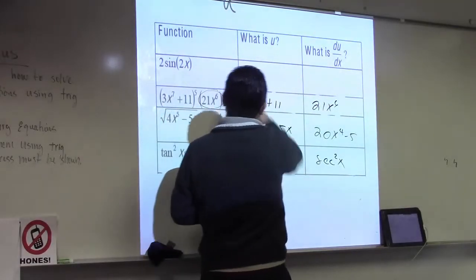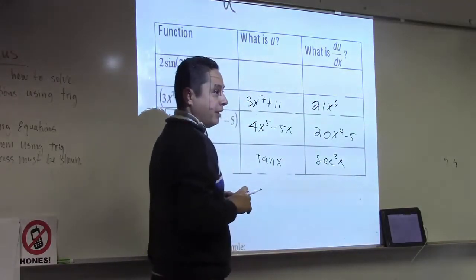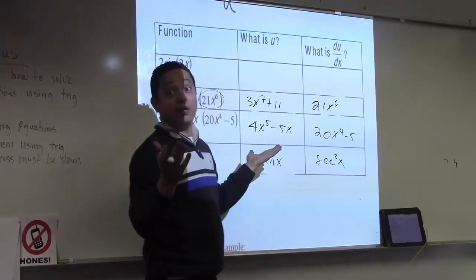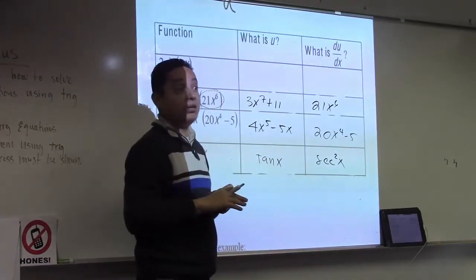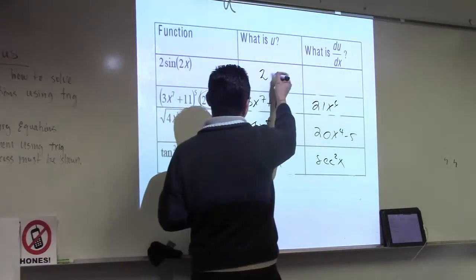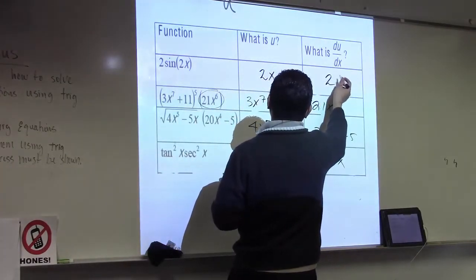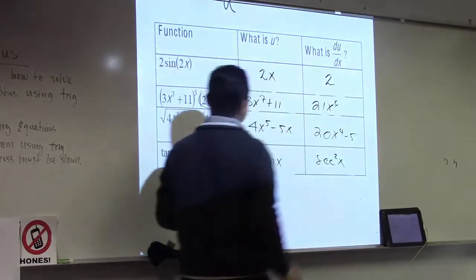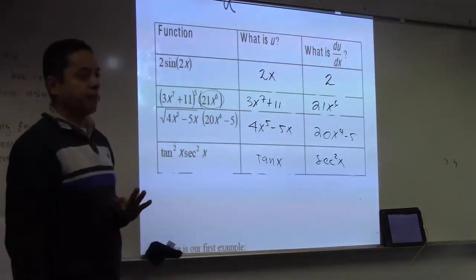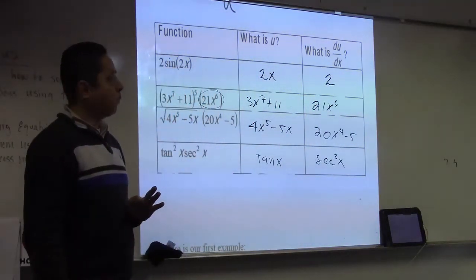So I went through 2 options already. The only one that I really have left is calling my u 2x, and the derivative is 2. And that 2 is already there. So what is the sign? We'll work that problem.